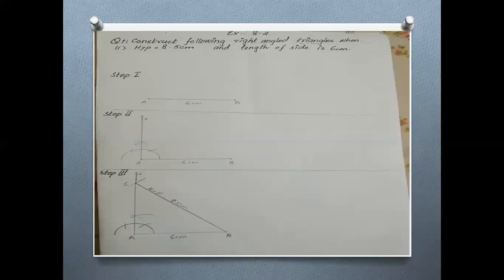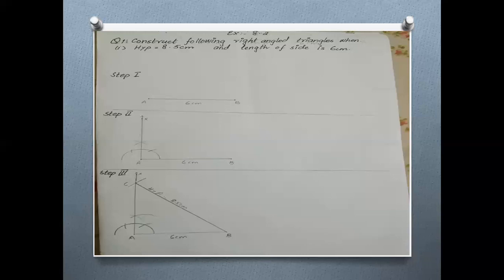Come to the construction. The length of the side is 6 centimeters, so we'll take the base as 6 centimeters, because the question doesn't mention whether 6 centimeters is the base or the perpendicular. So we take it as the base. AB is 6 centimeters. Draw the line AB 6 centimeters. Draw an angle of 90 degrees on point A with the help of the compass.